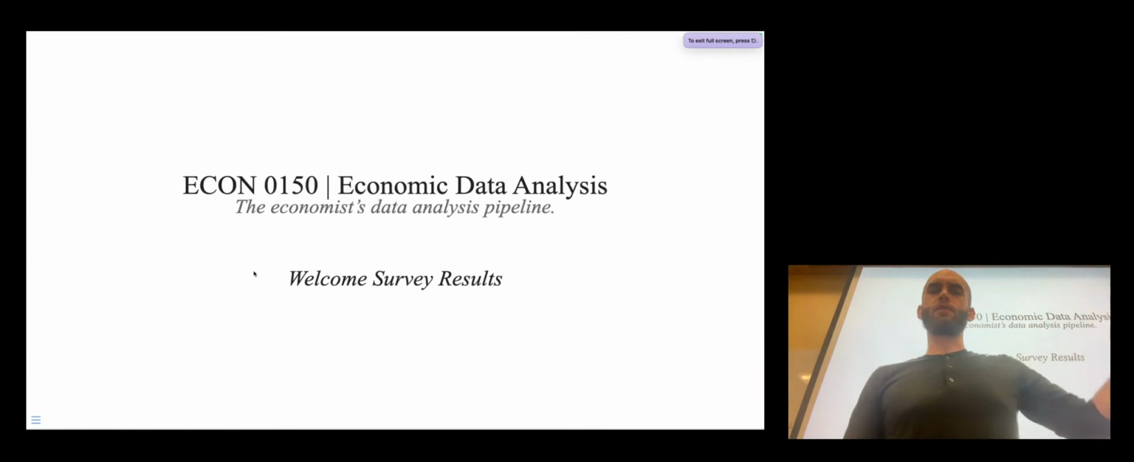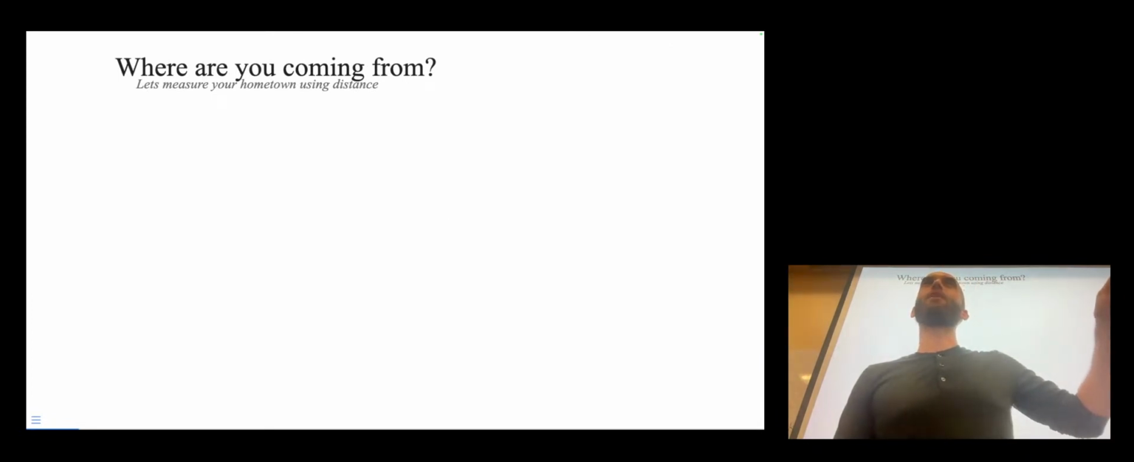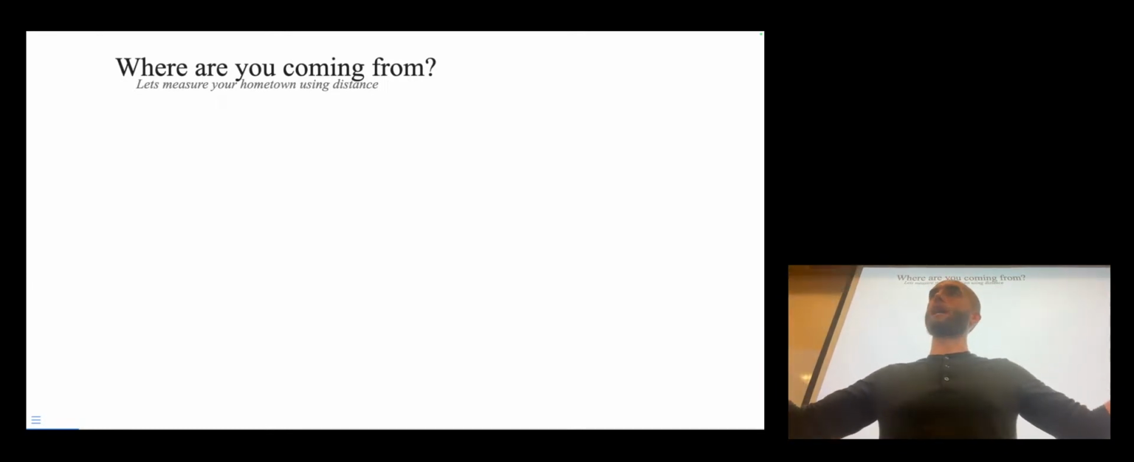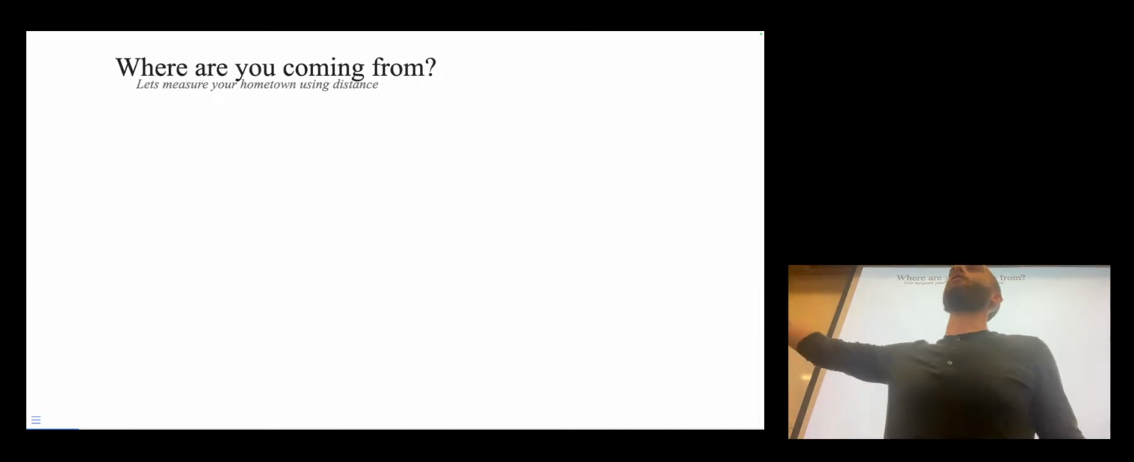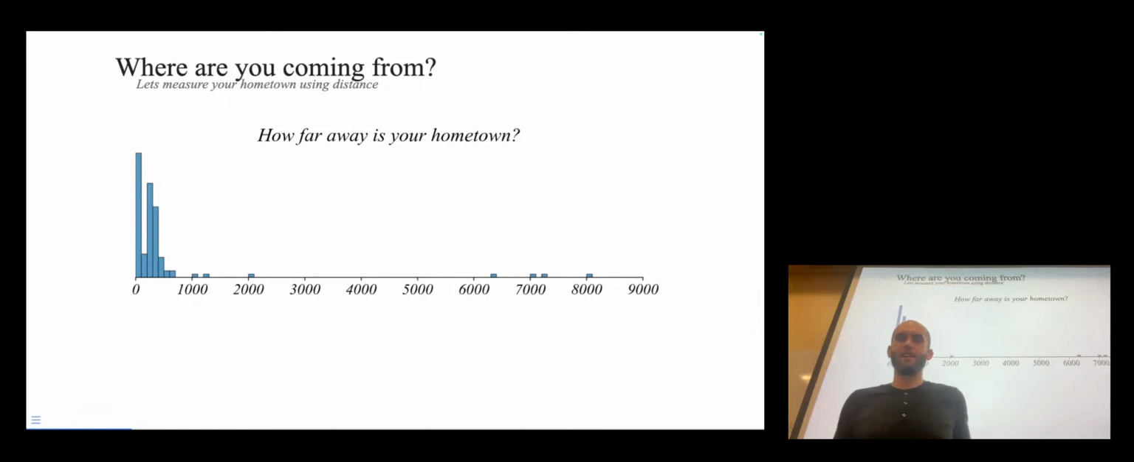We've already seen some of this, so I'm going to go pretty quickly. So this is just a visualization of where everyone's coming from. One way of doing this would be to collect information about the state or country of your hometown. But I chose to do this in a slightly different way, to measure where you're coming from based on how many miles away your hometown is. And so the picture looks like this.